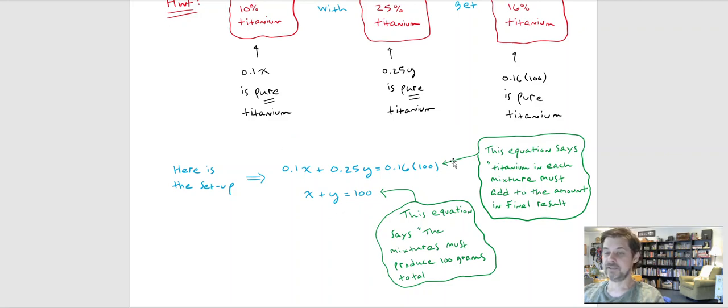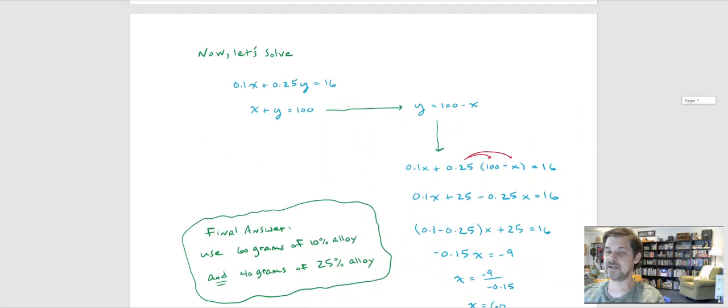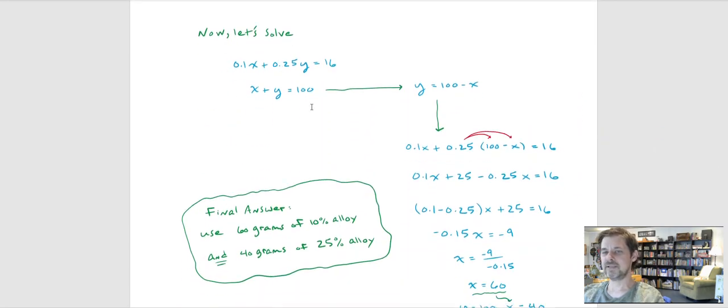Now let's solve it. The objective here is to solve these two equations. Let me write that down over here. I make just one adjustment. As I wrote it down up there, this was 0.16 times 100. That's 16. So I'm working with this. The way I'll solve it is I'll solve this one for Y, and then I'll plug it into the other one. That's called substitution.